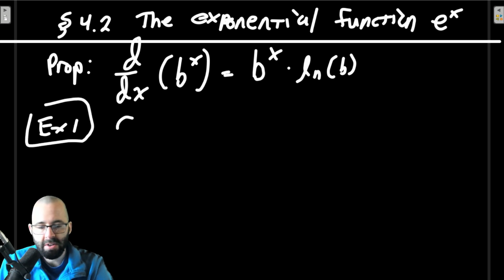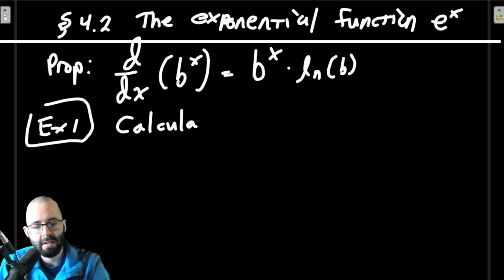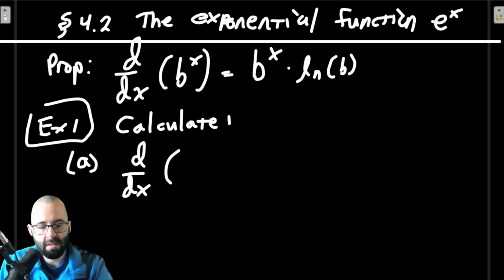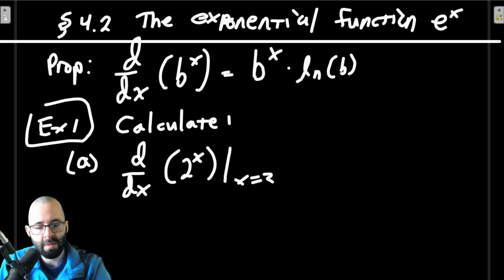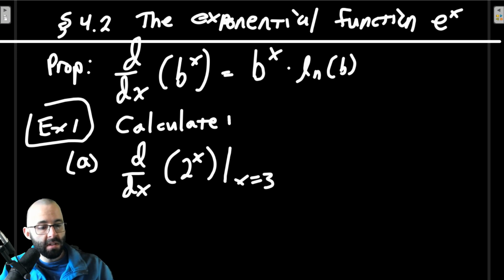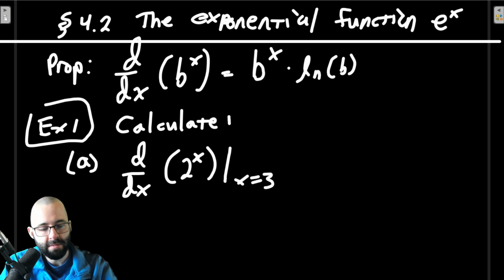All right, calculate the following. How do you take the derivative with respect to x of 2 to the x? So here b is just 2. And we want to evaluate that derivative when x is equal to 3. So remember, this notation means take the derivative first. And then at the very end, once you're done with the derivative, then you plug in 3, not the other way around. Otherwise, you're going to get some more very silly stuff.